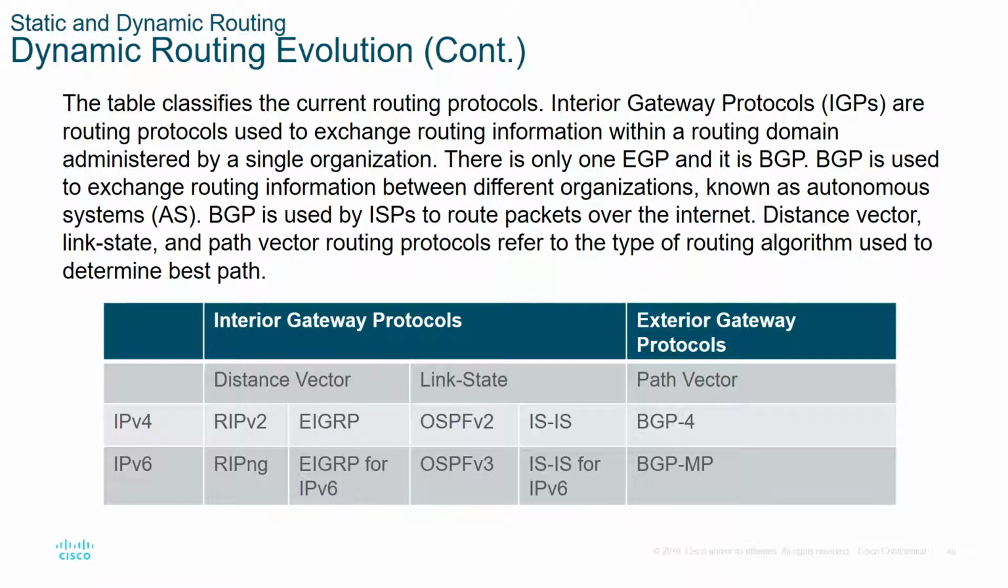Distance vector, link state, and path vector routing protocols refer to the type of routing algorithm used to determine best path. As we can see in the table, we basically split into two camps. Interior gateway protocols include distance vector and link state. Exterior gateway protocols include path vector. Under distance vector, for interior gateway protocols, we have RIP and EIGRP. For link state, we have OSPF and IS-IS. For exterior gateway protocols, we really only have BGP.